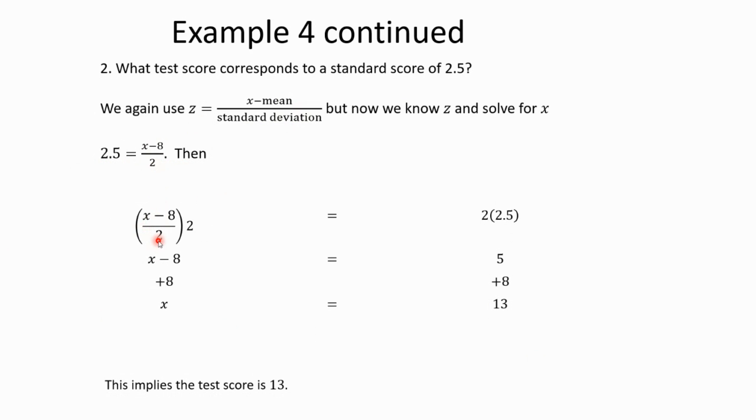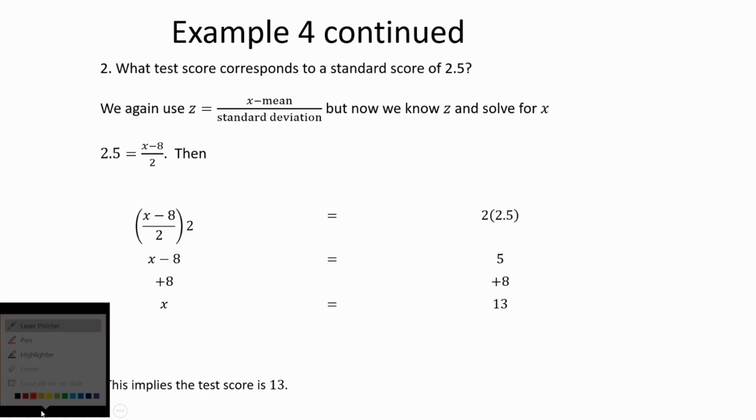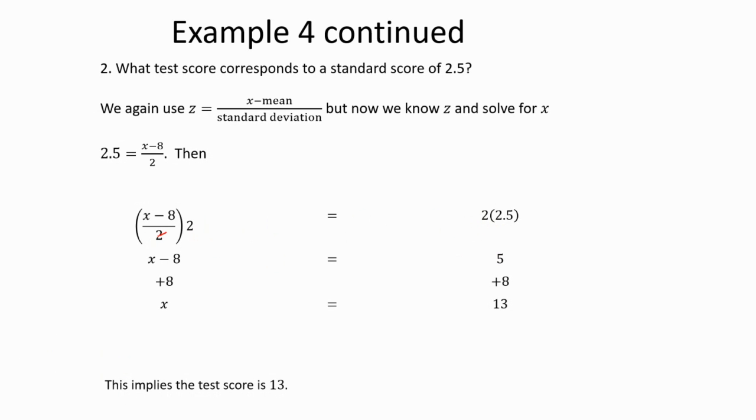So let's get the 2 out of here. I'm going to do that by multiplying both sides by 2. Remember, multiplication you could do in any order you want. So 2 here is on the right, here it's on the left, but that's fine. And 2 times 2.5 we know is 5. When you multiply by 2 here, these are going to cancel. And you're left with x minus 8. So we have x minus 8 is 5.